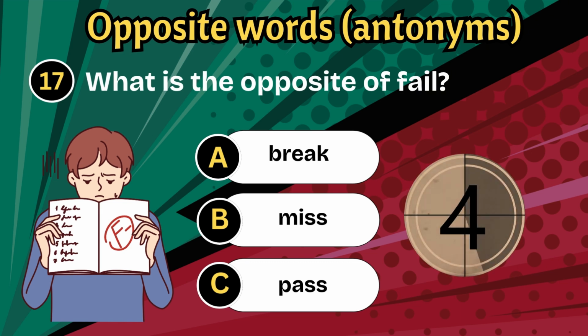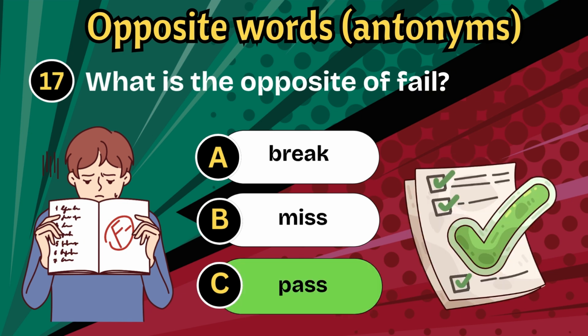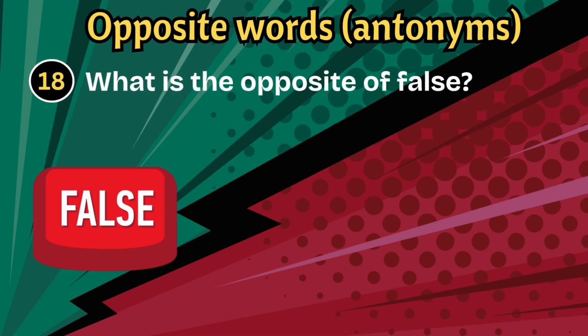Are you sure about that? Let's find out. The correct answer is pass. Fail means not succeeding, but pass means succeeding. What is the opposite of false?